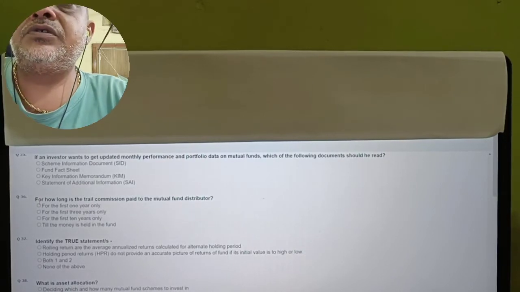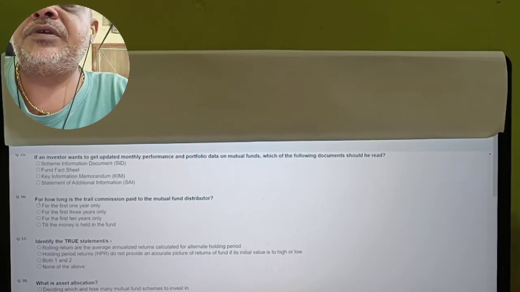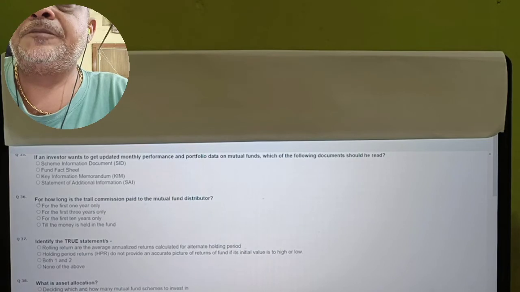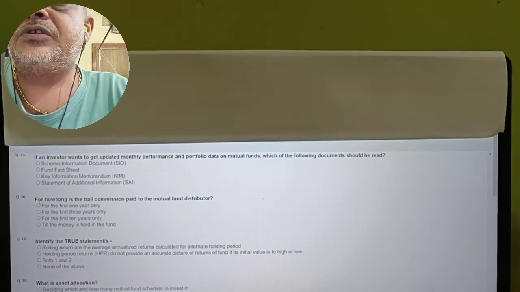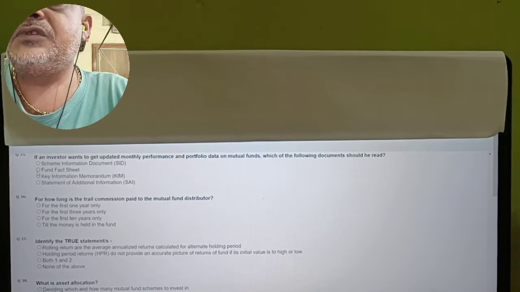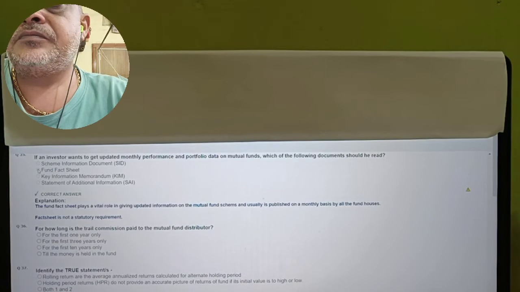If an investor wants to get monthly performance and portfolio data on a mutual fund, which of the following documents should be read? SID, fund fact sheet, KIM, or SAI? It should be fund fact sheet.